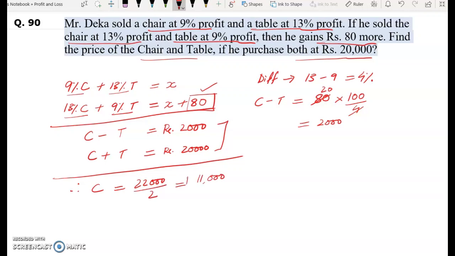So the price of chair will be rupees 11,000 and the price of table will be, this is minus, so we will subtract this. 20,000 minus 2,000 is 18,000. 18,000 divided by 2 is equal to 9,000. So this is our answer.